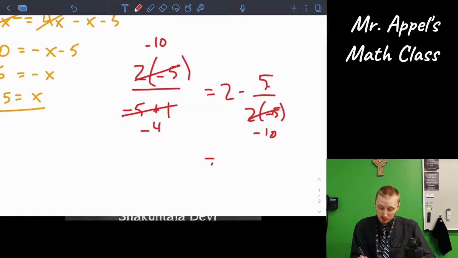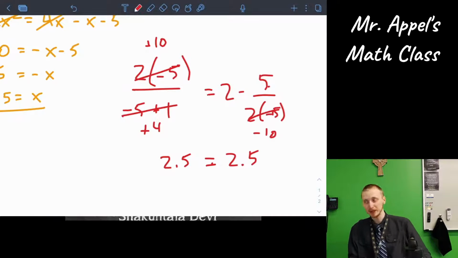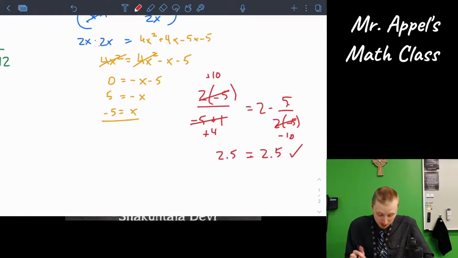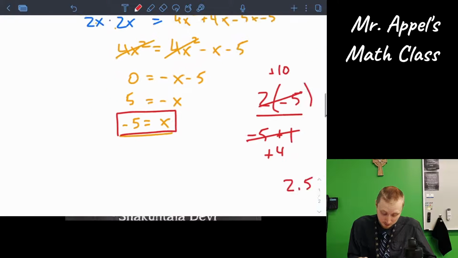So it's 2.5. Is 10 divided by 4 2.5? Yes, because negative divided by negative will be positive. Half of 4 is 2. Oh yeah, it is 2.5. It was 2 point something. I didn't process all the way to get the exact decimal. Now I need it. Okay, 2.5 equals 2.5. Check. Whew. It's true. It works. Negative 5 is our answer.